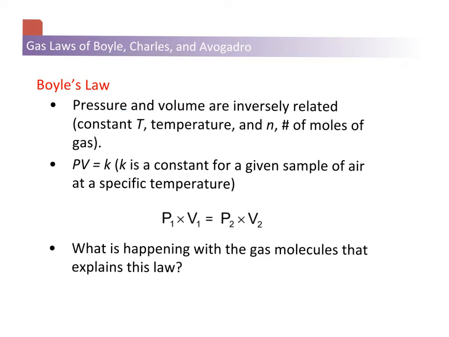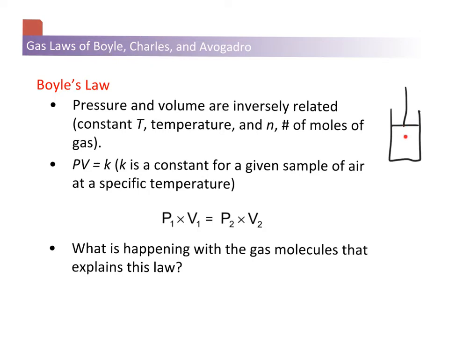This is also represented in a variable volume piston. If you look at it, you have this piston that can compress the gas, and as the plunger goes down, the pressure inside increases and the volume decreases. So as the volume goes down, pressure goes up.